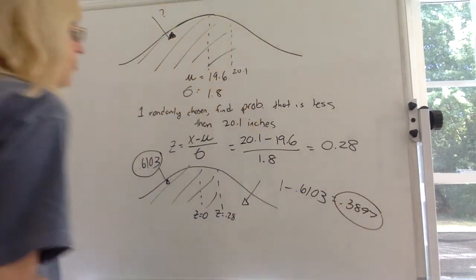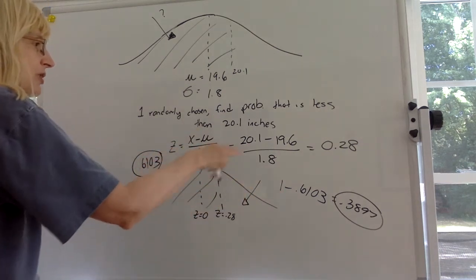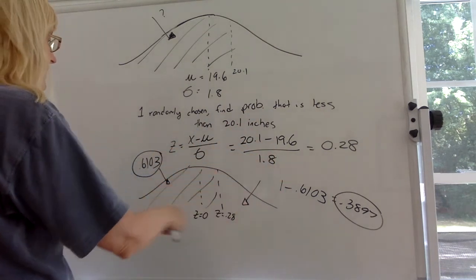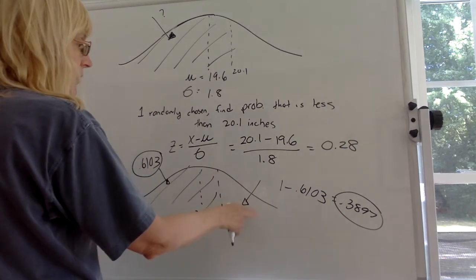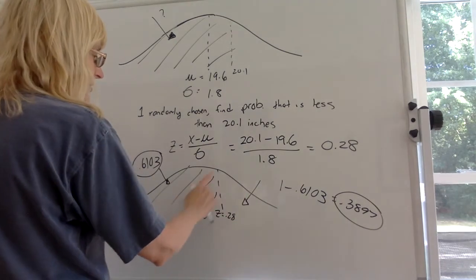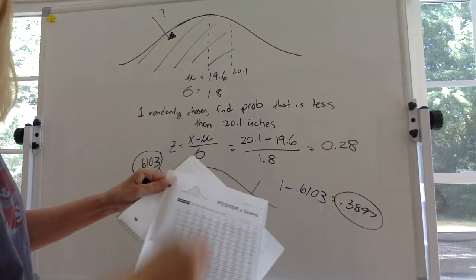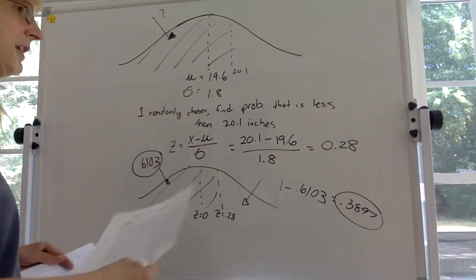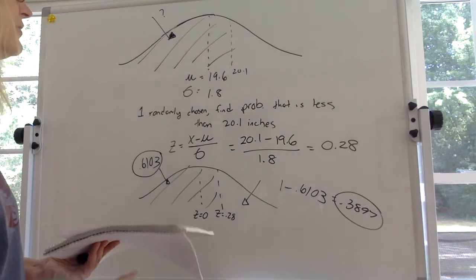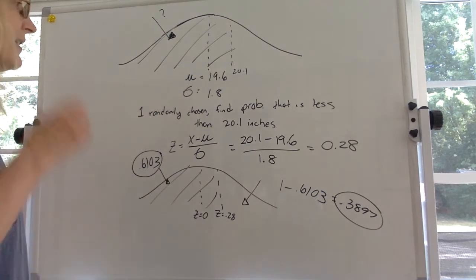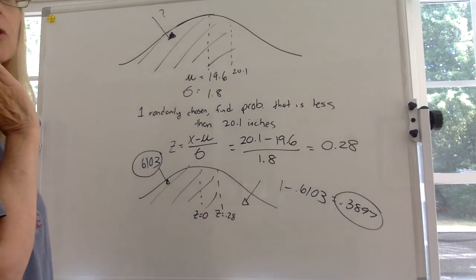So if they had asked for the probability that it's greater than 20.1 inches, you would have converted to z, gotten 0.28, looked it up, and gotten 0.6103. But you would have had to take one more step and do 1 minus, because of the way the tables work, and you can tell at the top there's a picture that shows shading to the left. If you want the area to the right, you have to do 1 minus. All right, so I hope that helps. That's how to use this table to find a probability using a standard normal distribution.